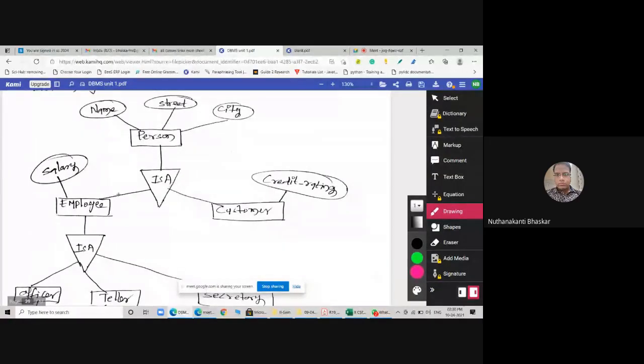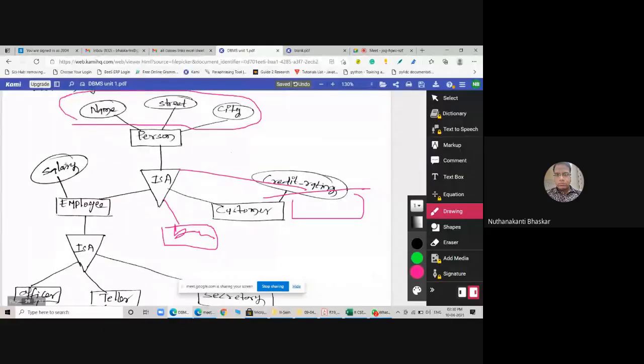The person is an employee or customer, or maybe a businessman or something; you can classify the person. The employee has name, street, city. That means these attributes are shared to its derived entities directly, along with the derived entity's own attributes, like salary for employee and so on for customer.